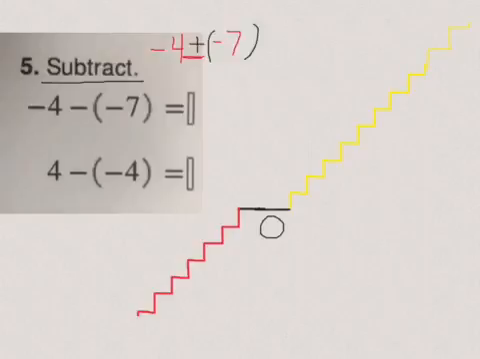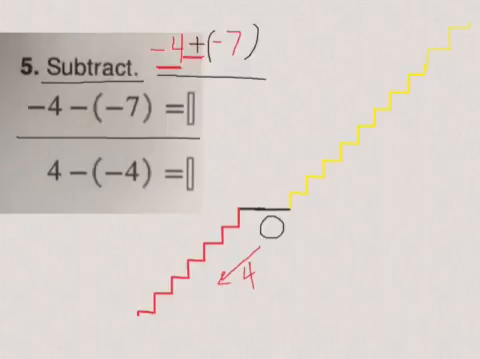Before we start with this problem, -4 take away -7, I want to look at how we can add -7 to -4 first. I'm going to use the stairs. We look at this -4, so that means we're going to face down the steps because it's negative, and we're going to walk 4 steps down.